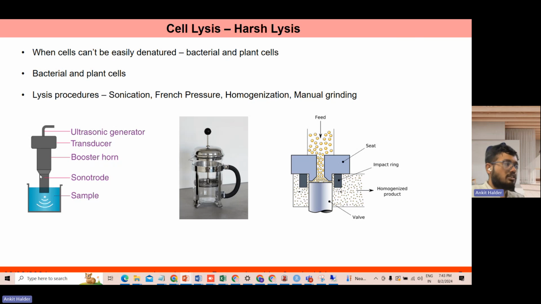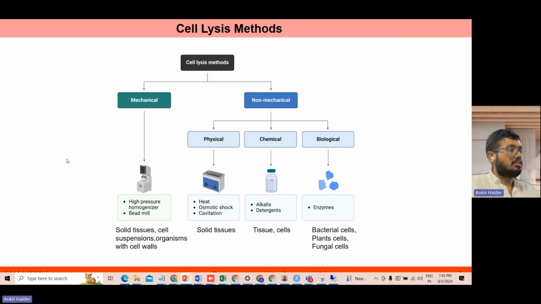So the sonication needs to be performed keeping the sample within ice, so that it doesn't harm the protein content. Otherwise it might lead to effective lysis, and ultimately the protein comes out, but it gets denatured just because your temperature was not correct. So that needs to be kept in mind.